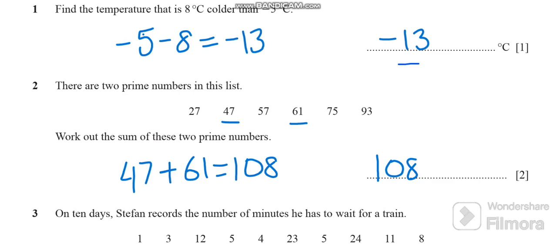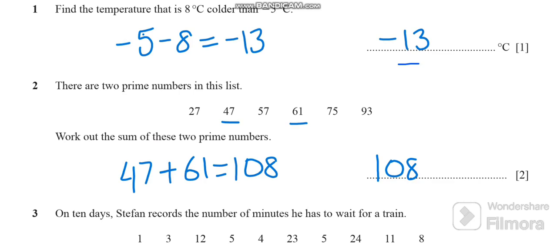61 is only divisible by 1 and the number itself, which is 61, so this will be the prime number. Then 75 is also not a prime number. 93 is not a prime number because it is divisible by 1, 3 and the number itself.